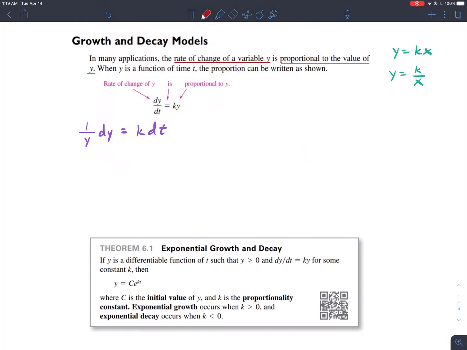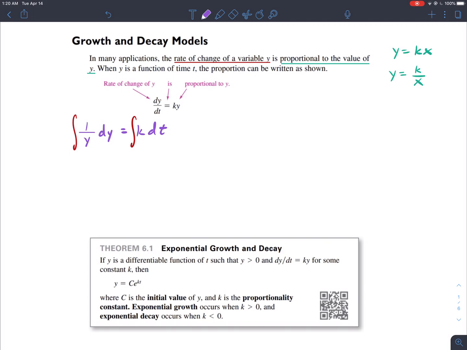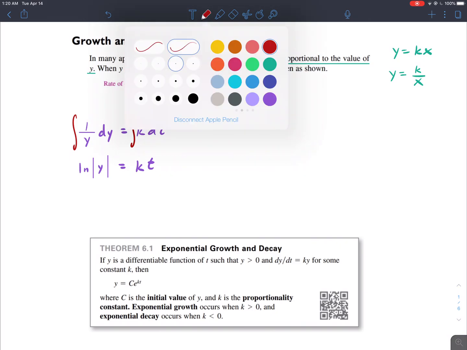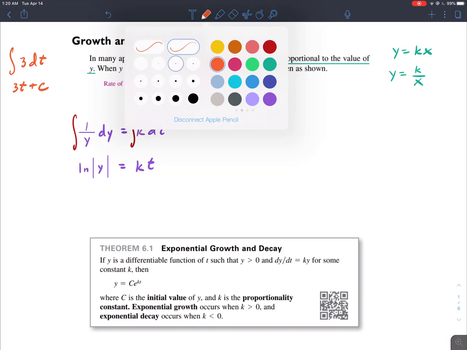So how do we solve? We integrate both sides. If I integrate the left side, notice it is natural log: ln absolute value y is equal to kt. This is the integral of a constant. If I was dealing with, say, the integral of 3 dt, then my answer would be 3t plus c. The integral of k, some constant, k could be 3 for all I know, times dt is kt plus c.